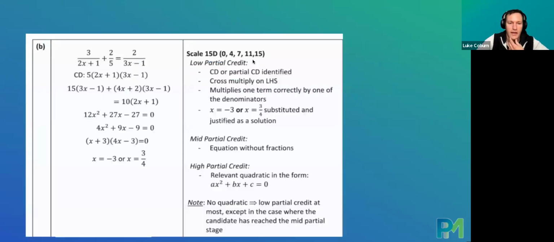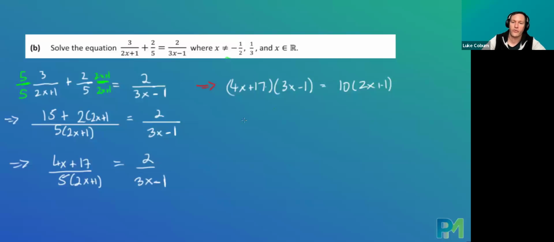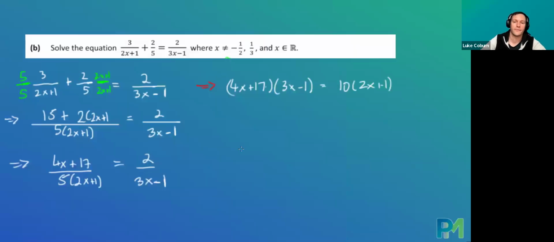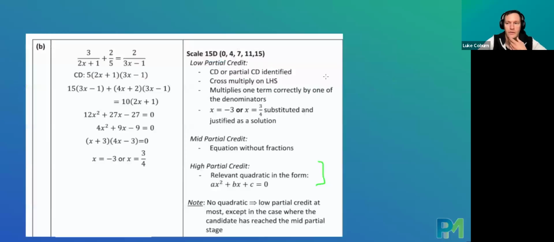If we got all the way down to a quadratic, once we multiply this out, that's when we get the high partial credit, which is 11 marks out of 15. And if we got to here, the equation without fractions, we would get the mid partial credit, which is 7. Okay, I've got to finish there because my next lesson's starting.